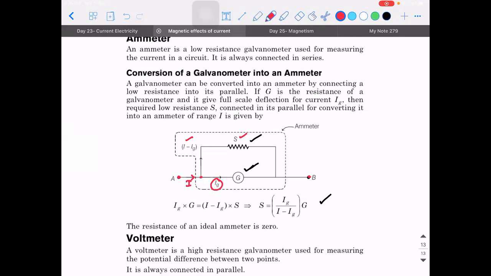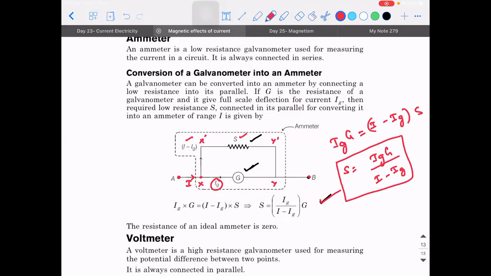If I take these points as xy and this point as x dash y dash, the potential drop across xy is nothing but Ig into capital G, and the potential drop across x dash y dash is nothing but I minus Ig into S. So S is how much? Ig into capital G divided by I minus Ig.